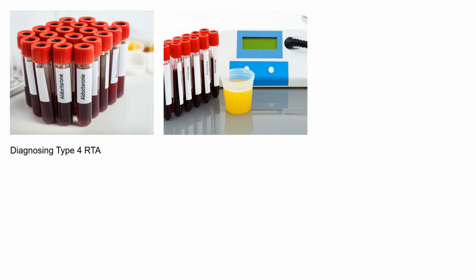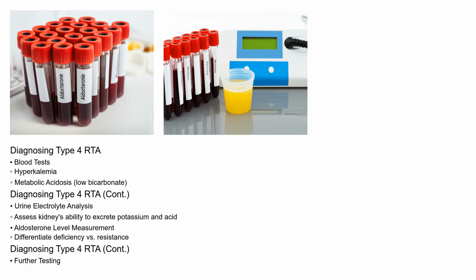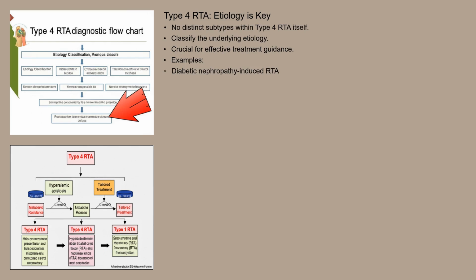Diagnosis of type 4 RTA typically involves a combination of blood and urine tests. Blood tests will reveal hyperkalemia and metabolic acidosis, usually characterized by a low bicarbonate level. Urine electrolyte analysis can help assess the kidney's ability to excrete potassium and acid. An aldosterone level measurement can help differentiate between aldosterone deficiency and resistance. Further testing to identify the underlying cause, such as kidney biopsy in some cases of interstitial nephritis, may also be necessary. While there aren't distinct subtypes within type 4 RTA itself, it is crucial to classify the underlying etiology to guide treatment effectively. For instance, differentiating between diabetic nephropathy-induced RTA versus drug-induced RTA alters the management strategy.